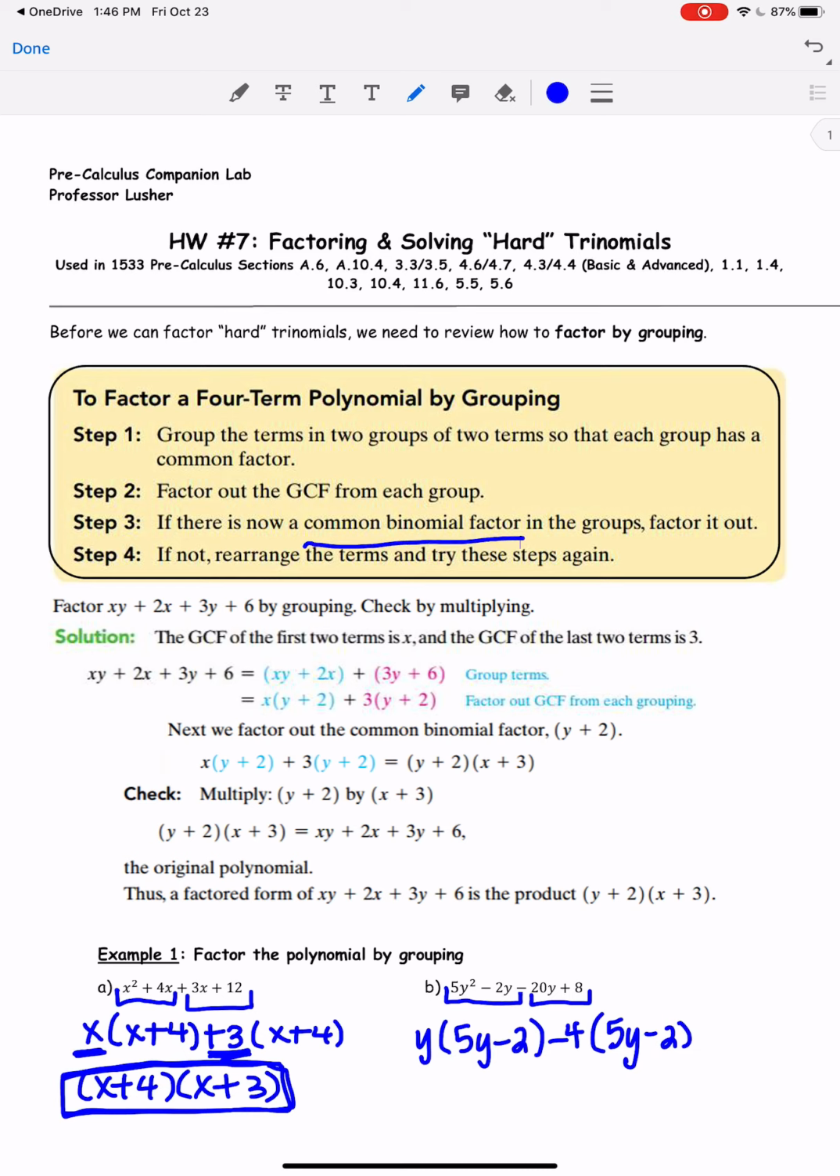So now take that common binomial and factor it out. So my common binomial is 5y minus 2. And then what does that leave me with? That leaves me with a y minus 4.